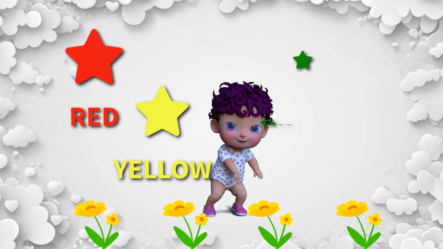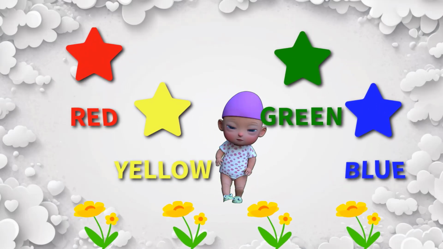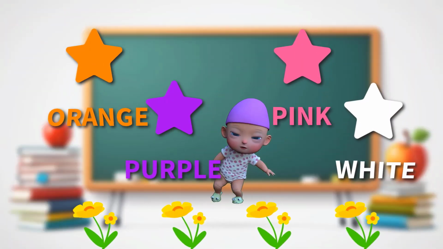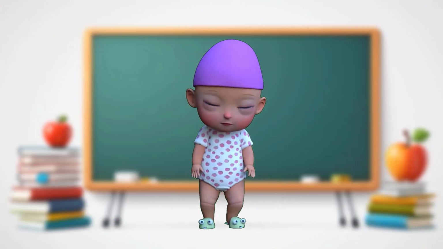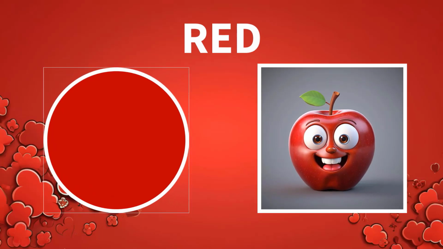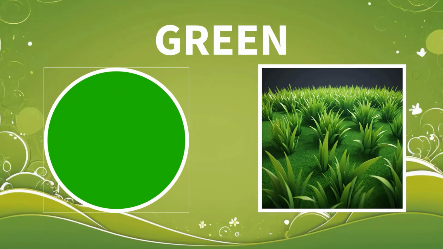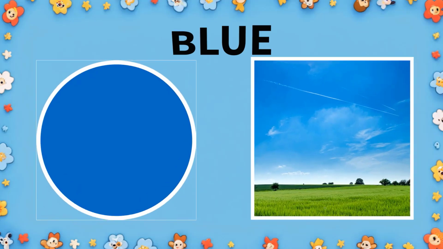Red, yellow, green and blue. Let's learn colors, me and you. Orange, purple, pink and white. Colors make the world so bright. Red like apples, bright and sweet. Yellow like the sun shining in the heat. Green like grass where we love to play. Blue like the sky on a sunny day.